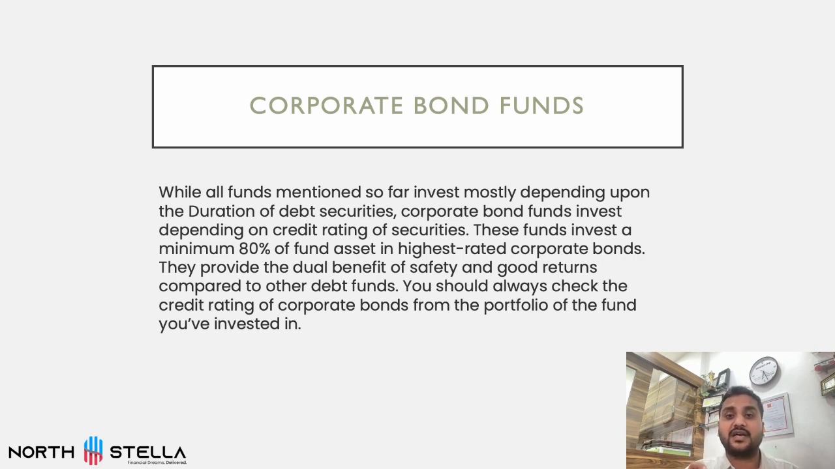So you have to always check the credit rating provided to the fund's bonds, how much allocation has been done towards corporate bonds, and what ratings are provided to them. Accordingly, you can invest your money into the corporate bond funds. So 80% investment will happen only in corporate bonds, and for the rest 20%, the fund manager can take a call. Minimum allocation required at any given point of time is 80%.